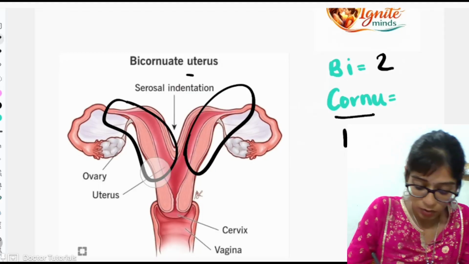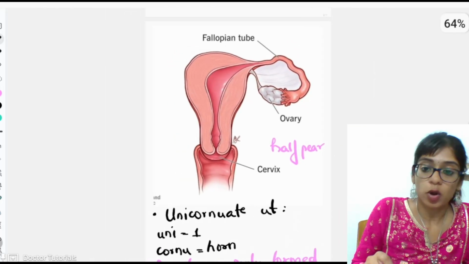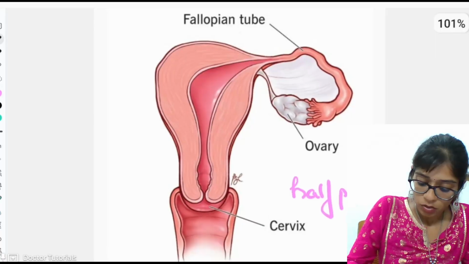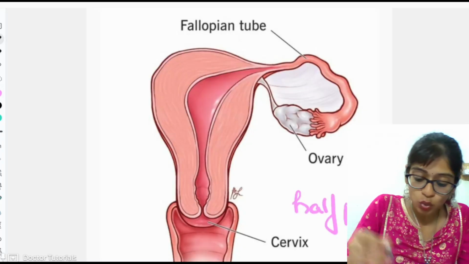Okay, fine. Next is unicornuate uterus. So look here. Unicornuate means, as the name suggests, uni means one.